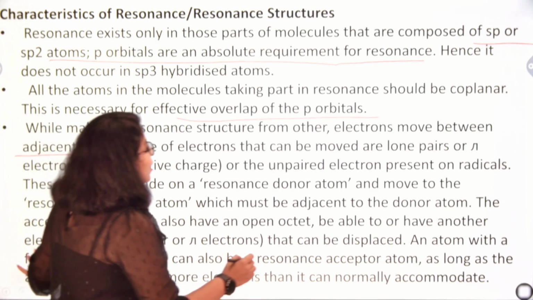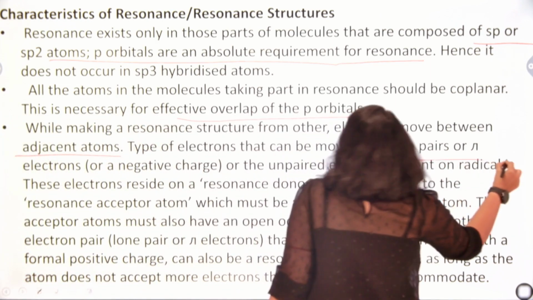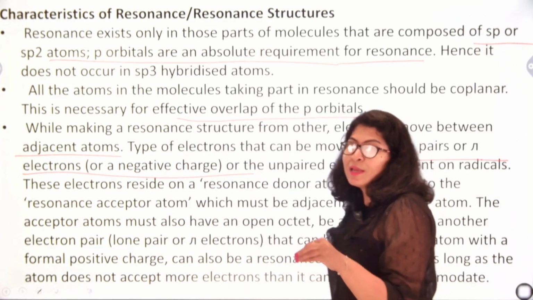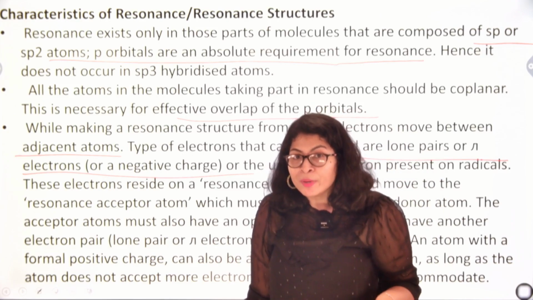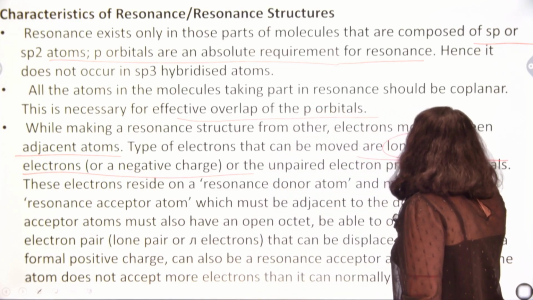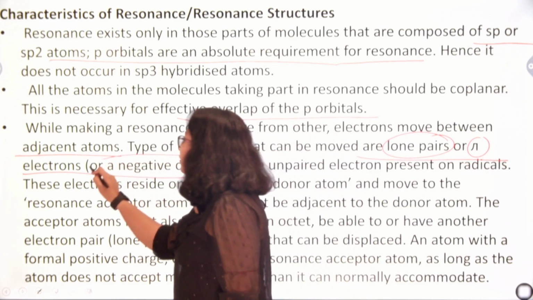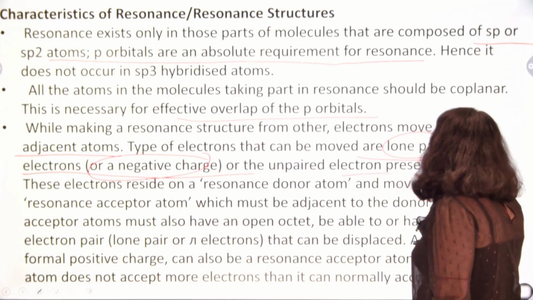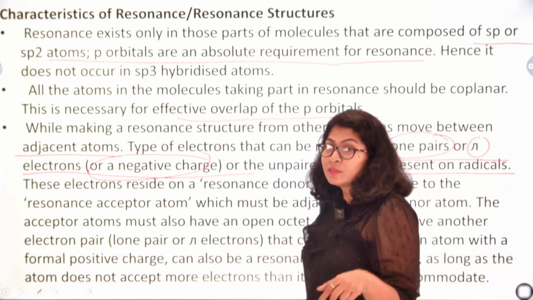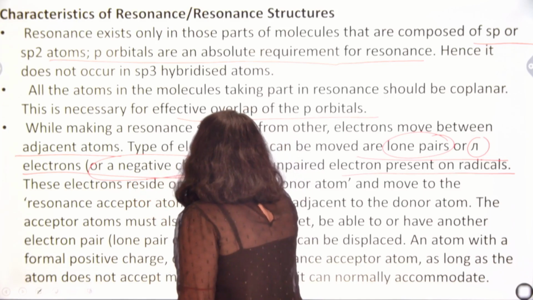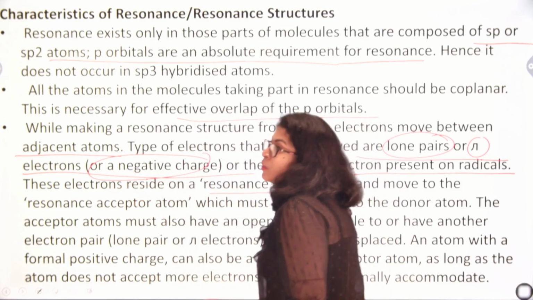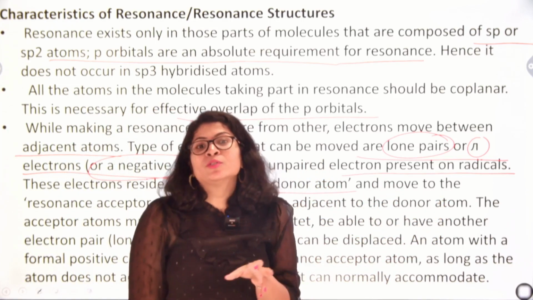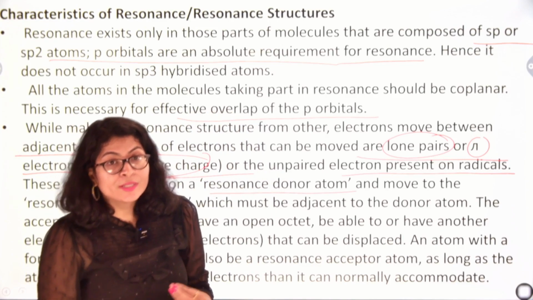Types of electrons that can be moved are lone pairs or pi electrons or a negative charge. Basically, the loosely held electrons are allowed for movement. What are those? Lone pairs, pi electrons or any negative charge, or the unpaired electrons, obviously the lone pair of electrons, and the unpaired electron present on radicals, that is free radicals. These electrons reside on a resonance donor atom. The atom on which these conditions are present is called a resonance donor.